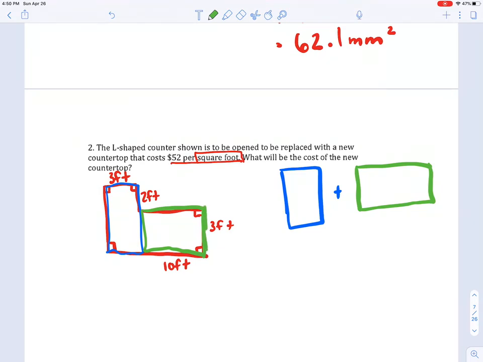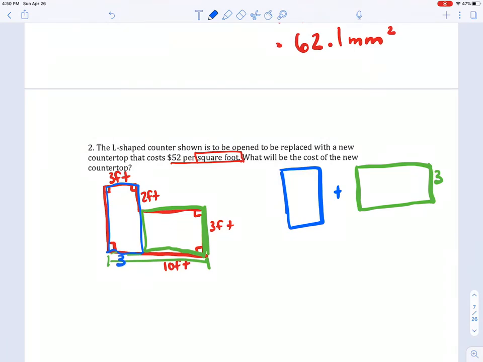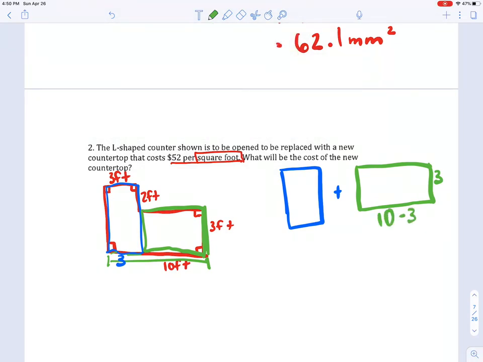Okay, well, I see this part is 3 feet. Well, I know this entire part is 10, but if I don't want to include this blue, I know this is 3. So this bottom portion has got to be 10 minus 3. Then to label the blue rectangle, he said this is 3, and I need this entire side. Well, that's 2, and this is 3, so the whole blue side is going to be 2 plus 3.